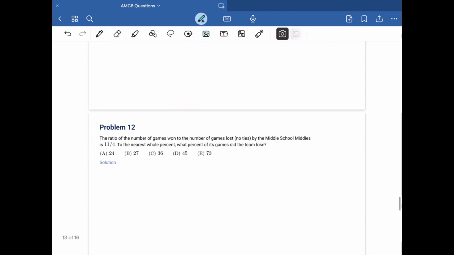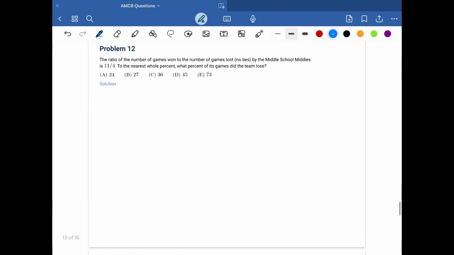Let's move on. Problem 12. The ratio of the number of games won to the number of games lost, no ties, by the Middle School Middies is 11 to 4. To the nearest whole percent, what percent of its games did the team lose? Say the team played 15 games, then they won 11 of them, and they lost 4 of them.